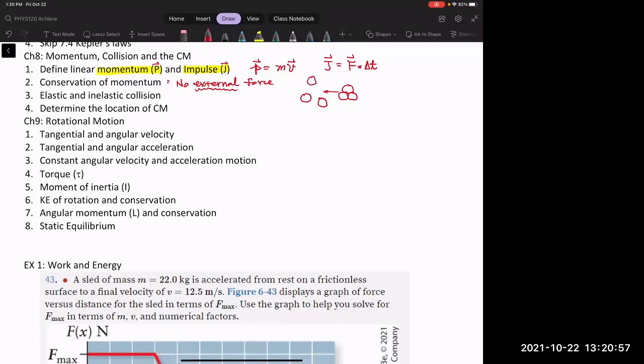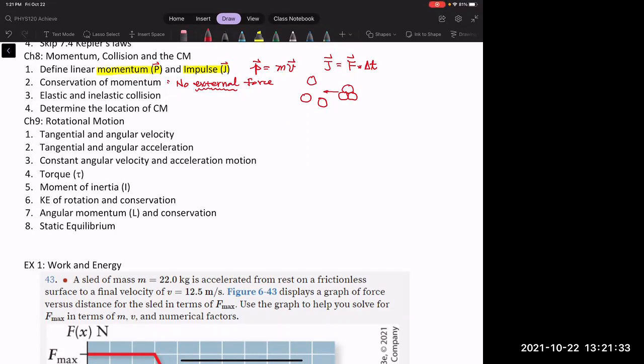Then we define the elastic and inelastic collision. What is the difference between elastic and inelastic? If you have 2 objects and they hit each other, then separate from each other, but they are still moving, that is what we call elastic. If one object hits another object, and they move together and stick together, that is what we call the inelastic collision.